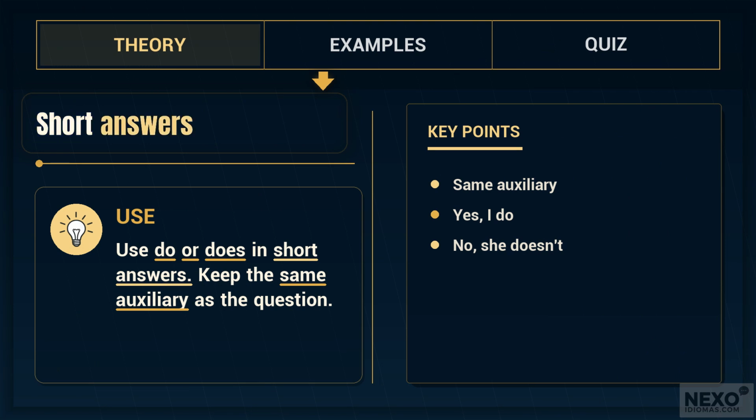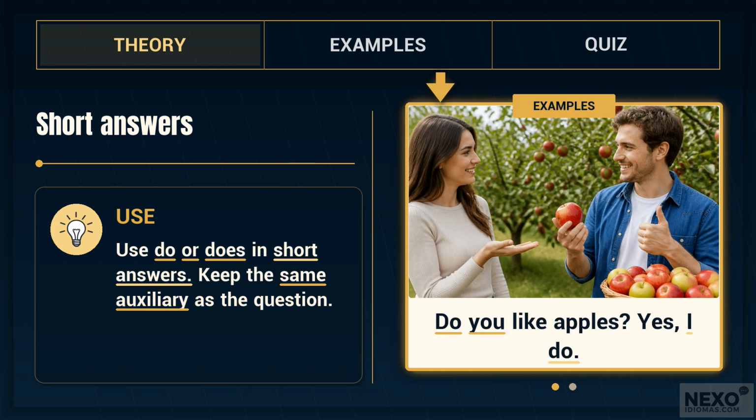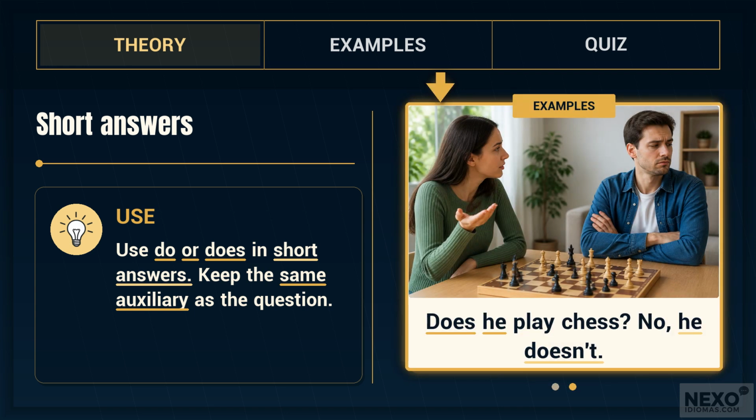Short answers. Use do or does in short answers. Keep the same auxiliary as the question. Example. Do you like apples? Yes, I do. Example. Does he play chess? No, he doesn't.